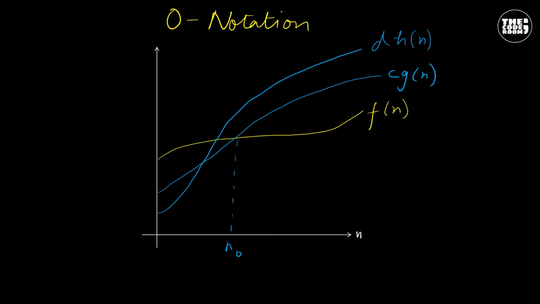Here f of n is the big O of both the function g of n as well as h of n, but we consider g of n because we can see that g of n is closest to our f of n and we want a closest bound. So we say that f of n is the big O of g of n. F of n is also the big O of h of n, but considering the closest bound, we are saying f of n is the big O of g of n.